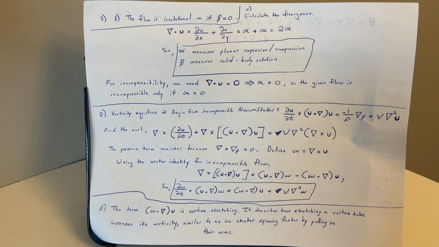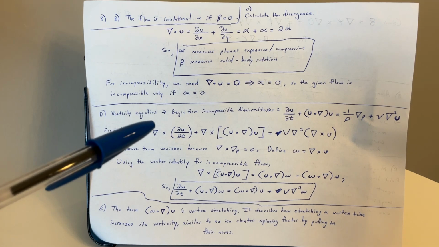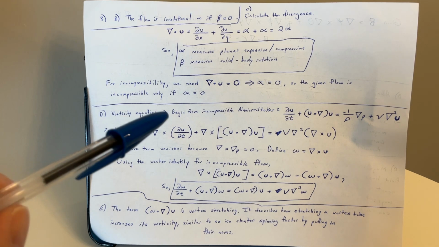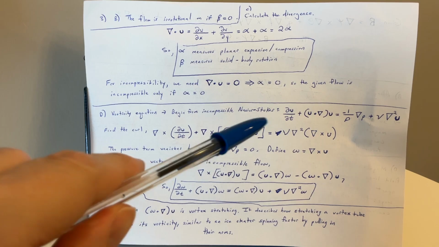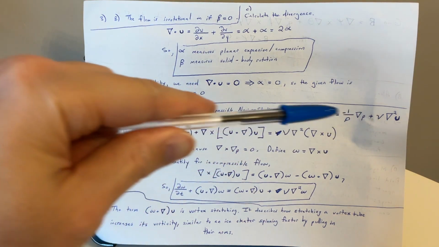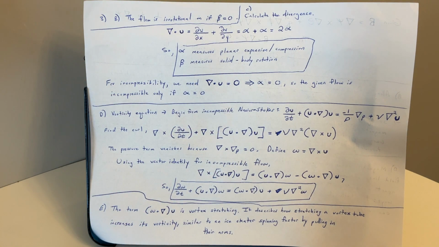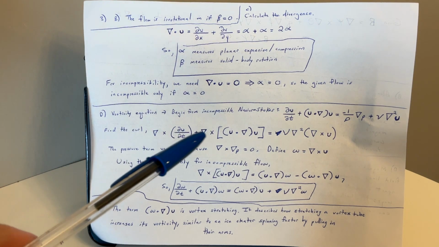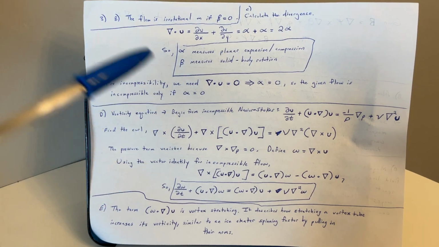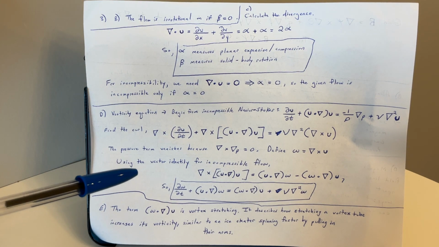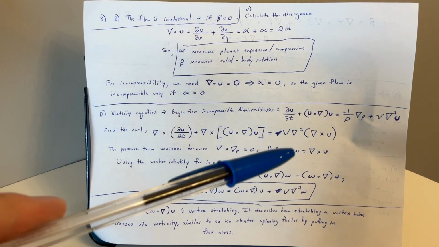Letter D: starting from the incompressible Navier-Stokes equation, derive the vorticity transport equation. That was on the previous page. For the vorticity equation, we begin from the incompressible Navier-Stokes. Find the curl. So finding the curl, we're going to employ these operations. I didn't put a lot of the computation behind it, because these are just the steps.